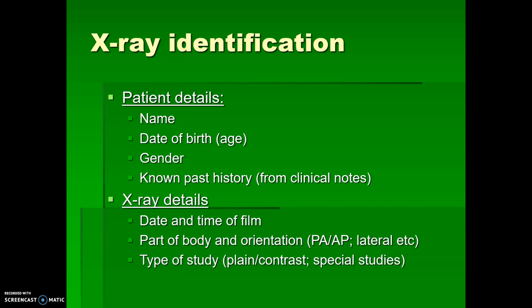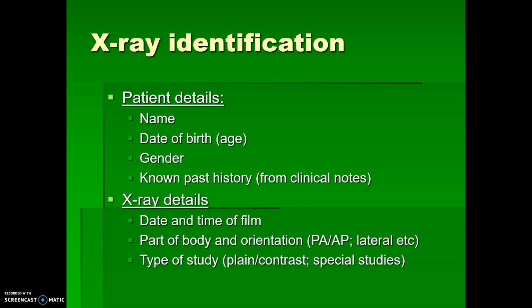Prior to going into detail of the chest x-ray, you need to make sure that you've identified both the x-ray and the patient correctly. So check the patient details, the name, date of birth, gender, and also consider what you know about the patient before you look at the x-ray. Then you look at the x-ray. Make sure it's the correct film. Look at the date and time. This could be really important with chest x-rays in patients with chronic respiratory conditions, for example.